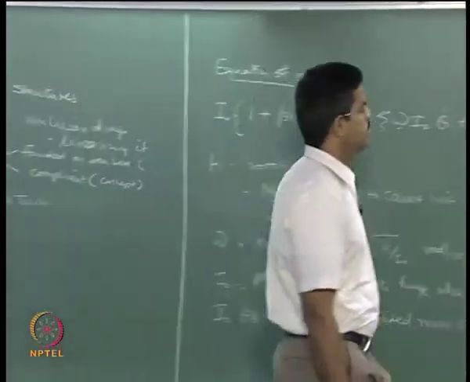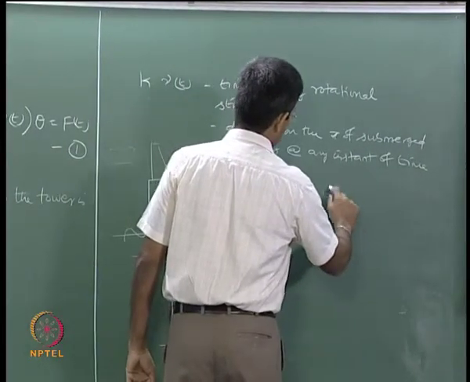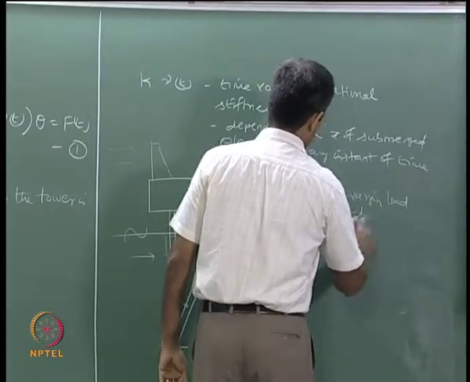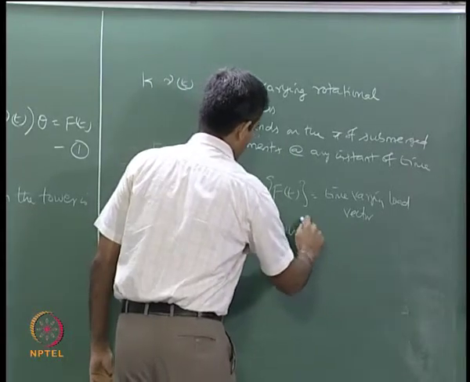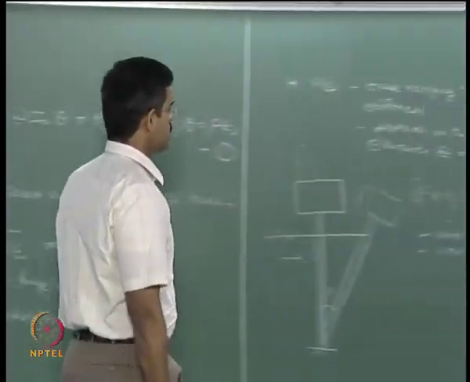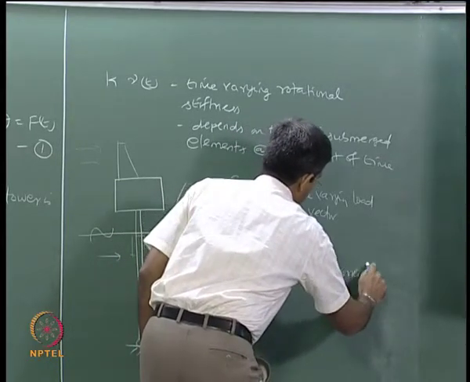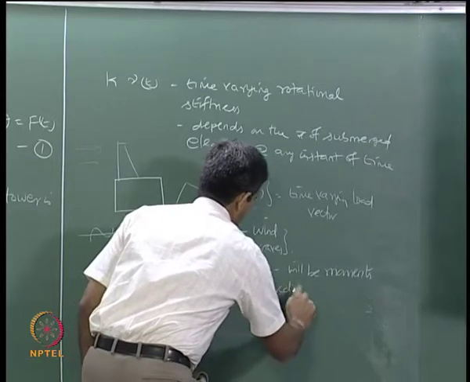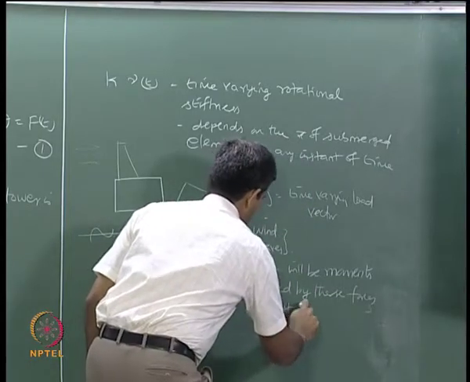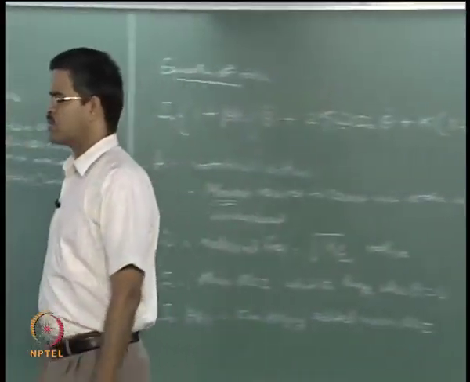And of course, f of t is a time varying load vector, which in this case arises from wind and waves, both are considered in this analysis. And in this case essentially f of t will be the moments caused by these forces about hinge, not the load actually, it is the moment. That is the moment caused by these forces about this hinge.